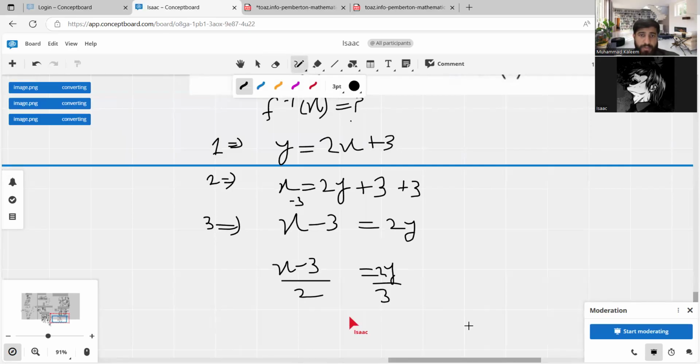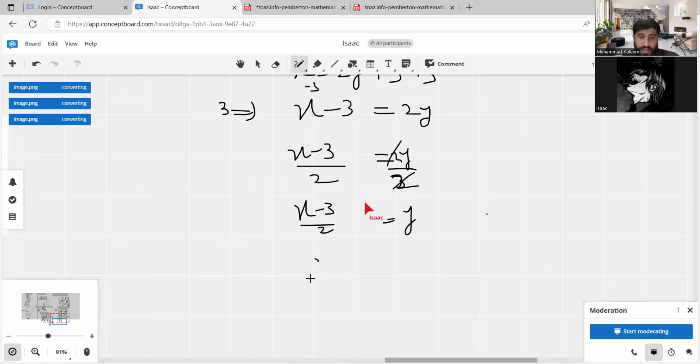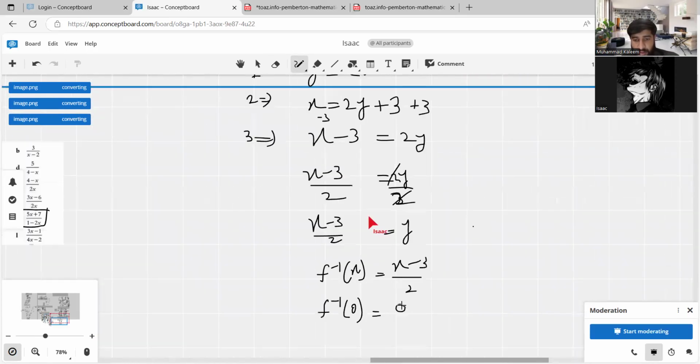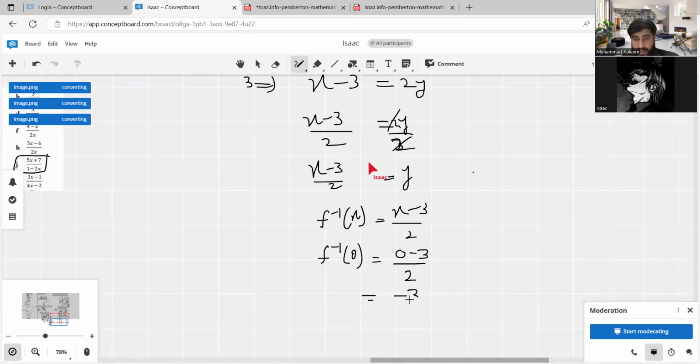What happened with my mouse? Okay, next, why did I write 3 here? So the 2s cancel out. y is equal to x minus 3 over 2. This is the f inverse of x. Now we need to find out f inverse of 0, right? So it will be 0 minus 3 over 2, means negative 3 over 2, means negative 1.5.